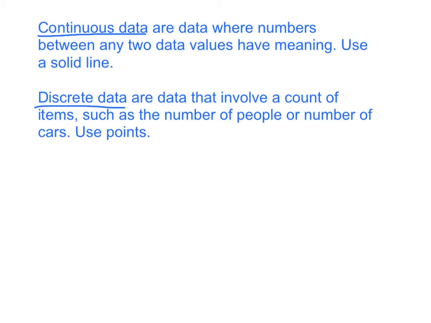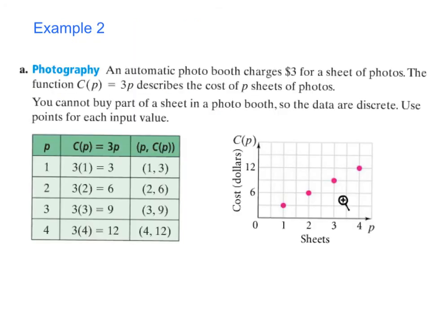Now, in some cases, like the example we just did, the scale of a graph makes it impractical to use a dot for each value in the domain. So a solid line is used. Be aware of the real-world situation to determine if data graphed should be continuous or discrete. So let's do an example of that. Now in example 2, you do not have to copy any of this down. You can make notes for yourself, or you can write things down. But my whole goal is not to show you how to graph it. My goal is to show you why it's discrete or why it's continuous.